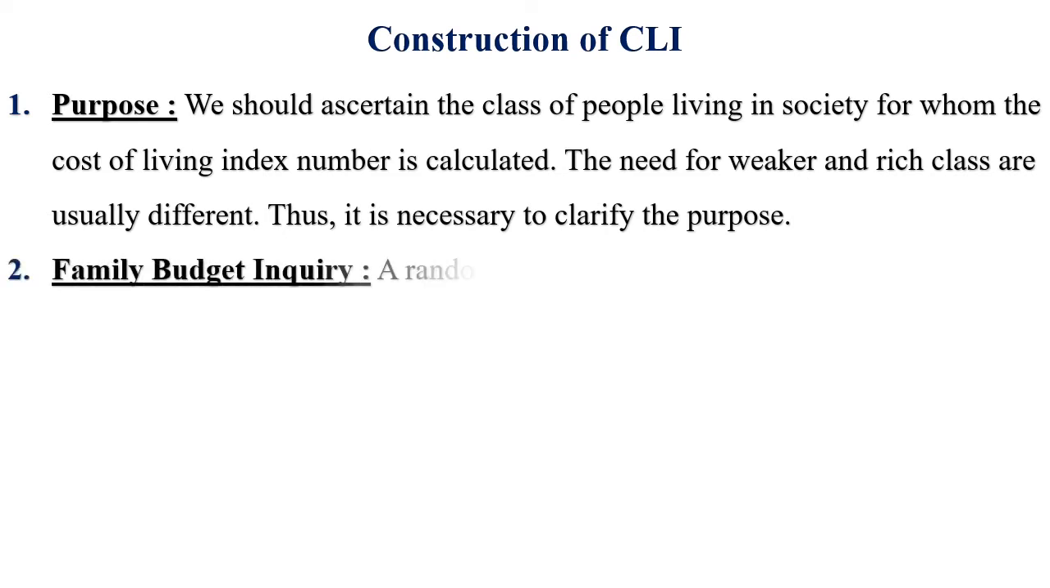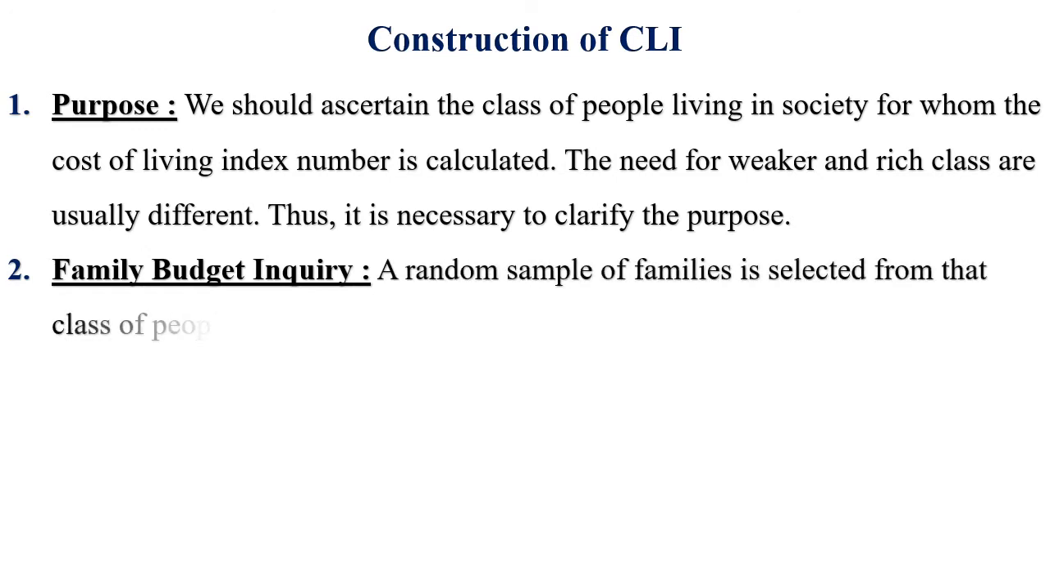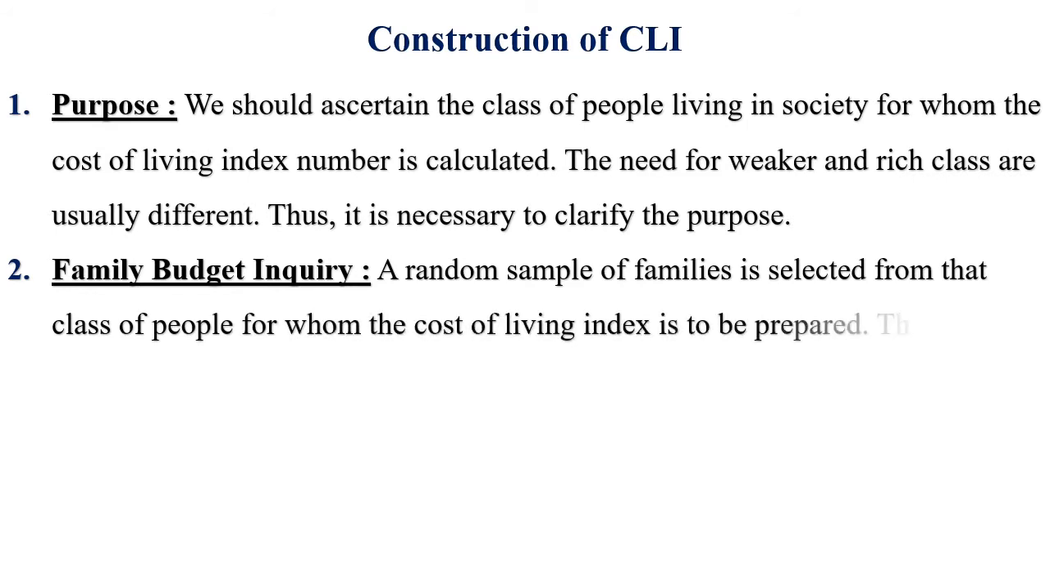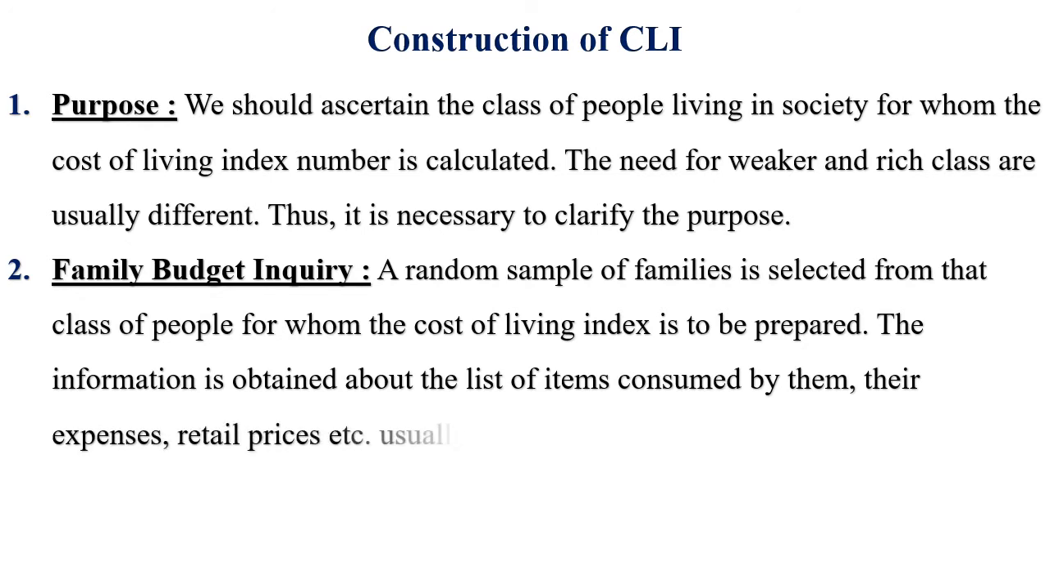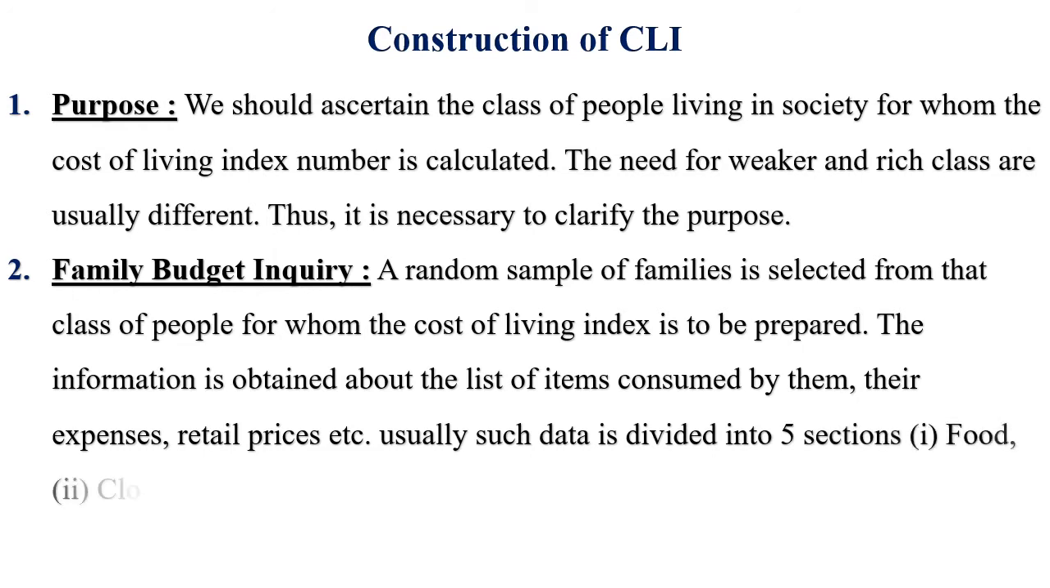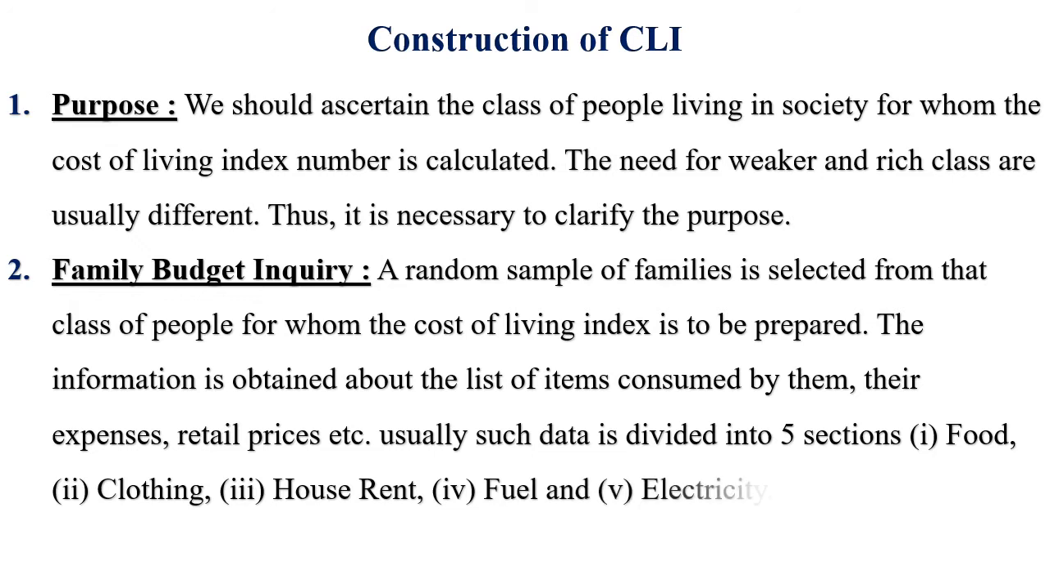Family budget inquiry. A random sample of families is selected from that class of people for whom the cost of living index is to be prepared. Information is obtained about the list of items consumed by them, their expenses, retail prices, etc. Usually such data is divided into 5 sections, that is food, clothing, house rent, fuel and electricity expenses. The importance of each group is also obtained.